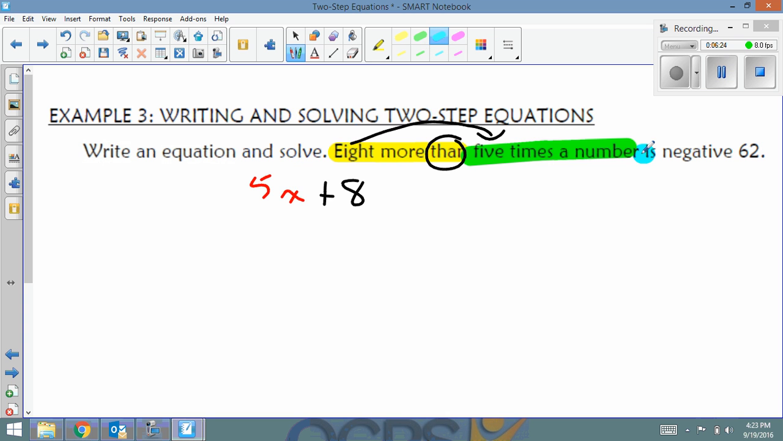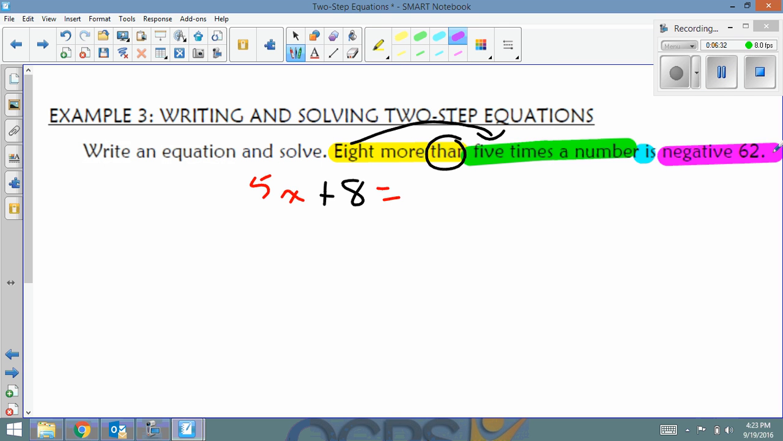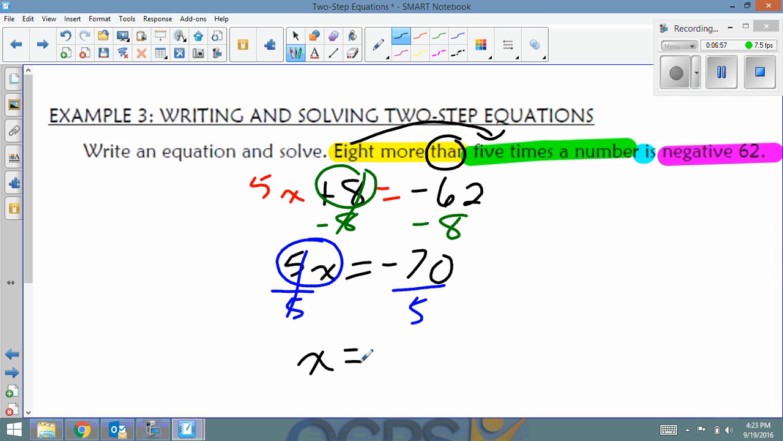The word is in mathematics means equals. And then it just tells us that the ending is going to be -62. And so we're just going to solve. So we're going to take this positive 8 first, and we're going to put a -8 underneath it. So I get 5x is equal to -70. And then remember, we have a number and letter right next to each other, so we're going to divide by 5. And we get x is equal to -14.